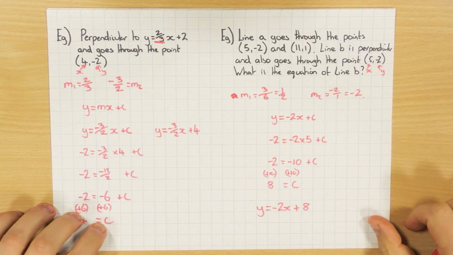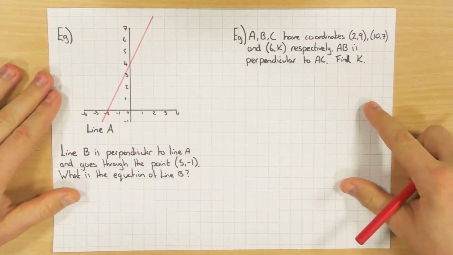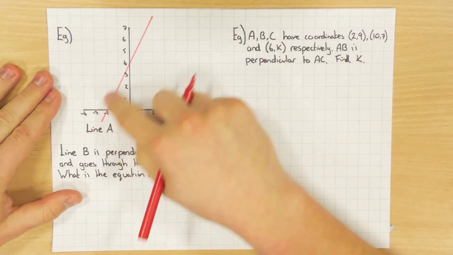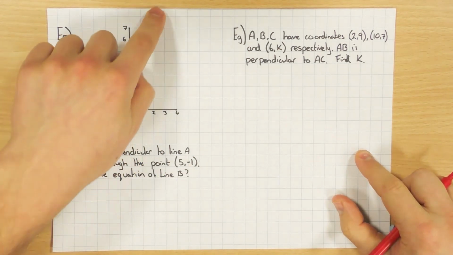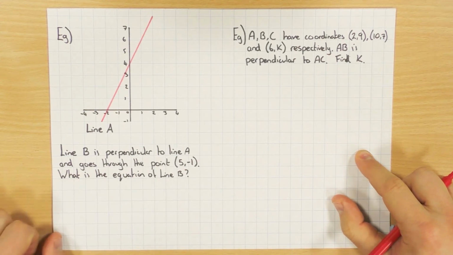Okay, so let's have a look at 2 more examples that are just ever so slightly different. So the first one we're going to have a look at now is when you've been given a line, in this case line A, and we're told that line B is perpendicular to line A, and it goes through the point 5, -1, and we've got to work out the equation of line B.